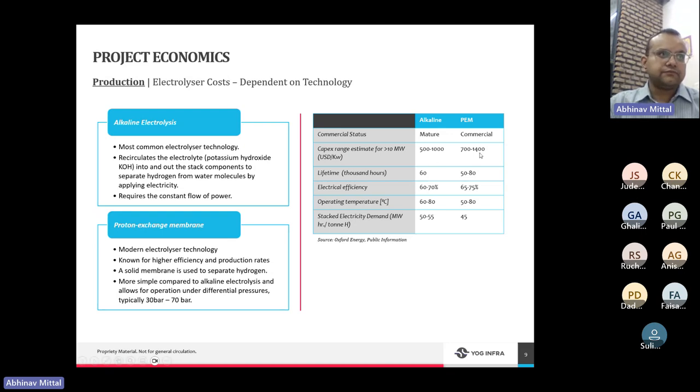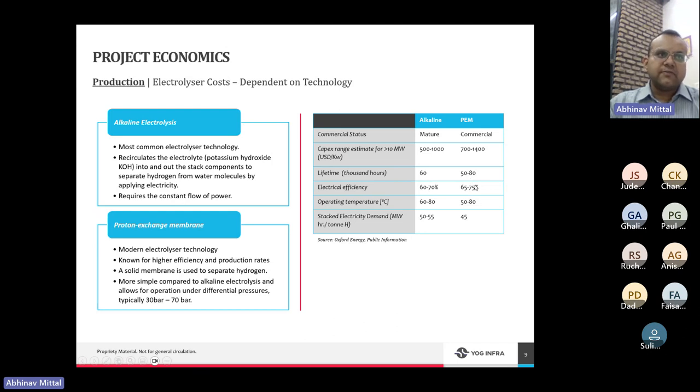This applies to either alkaline or PEM. Then the lifetime. This is the life of the electrolyzer itself, and it's very similar to a battery's cycle life. Like a battery might have 30,000 or 35,000 cycles for advanced technologies, or it can be as low as 16,000 cycles. Similarly, this is the lifetime measured in hours. It is not measured in terms of years. So an electrolyzer which is used 340 days in a year will, of course, have to be replaced earlier compared to an electrolyzer which is used, for example, only 200 days in a year. That's how it is defined. So 60,000 hours for alkaline and 50 to 80,000 hours for PEM.